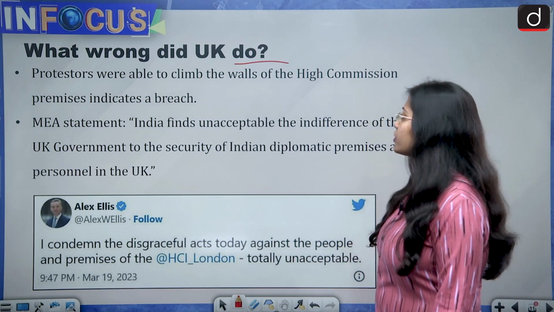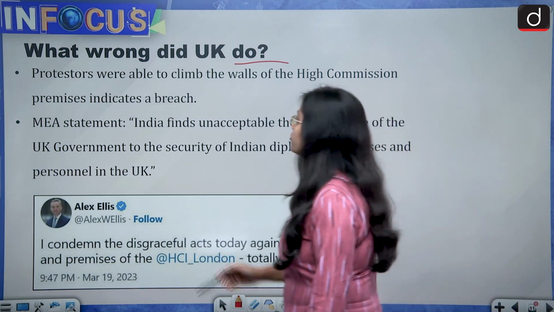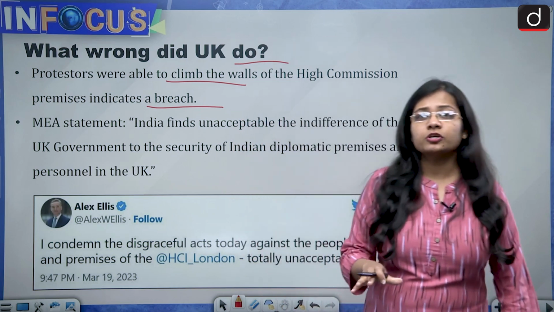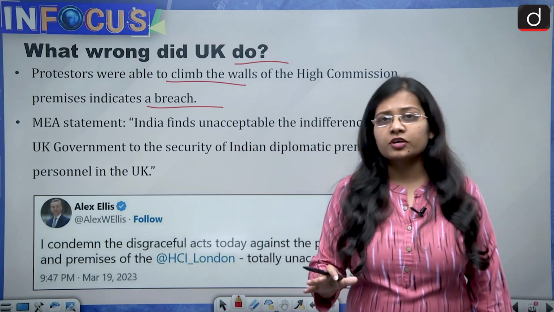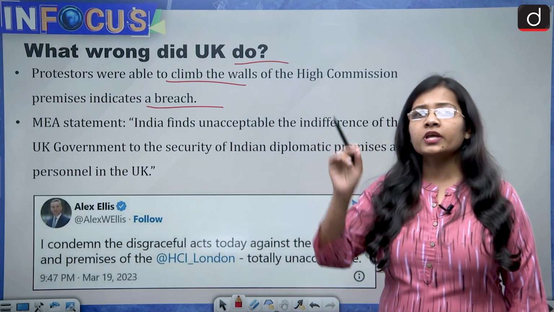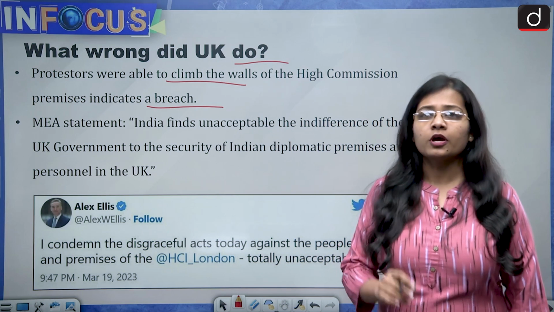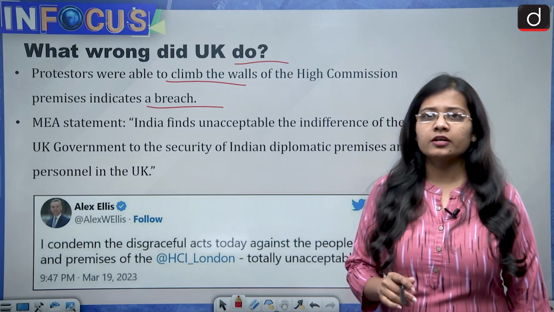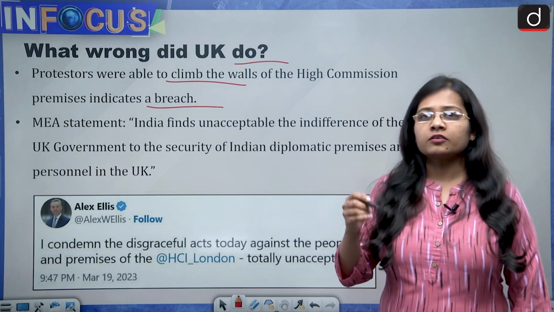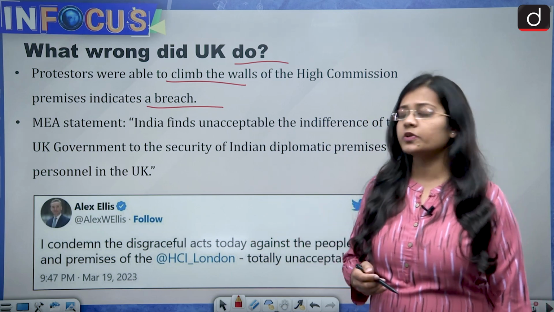Protesters were able to climb the walls of the High Commission premises, which indicates a breach. Imagine that at our Indian High Commission the pro-Khalistan protesters were able to reach the stage where they could take down the Indian flag. It means the security was not proper or not alert. Because if the security had been proper and alert, then how could someone enter the Indian High Commission or Indian Embassy?